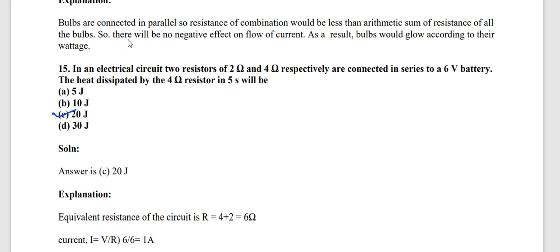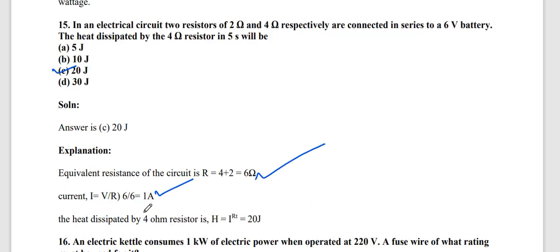Equivalent resistance of circuit is R equal to 6 ohm. Current will be V by R, that is 1 ampere. So the heat dissipated by the 4 ohm resistor is H equal to I squared R T, that is 20 joule.